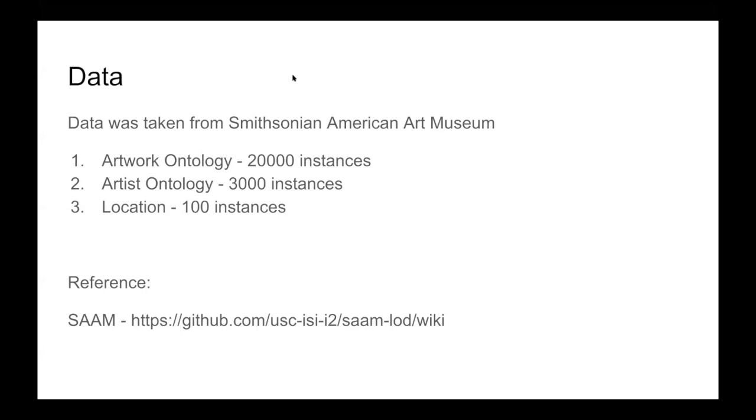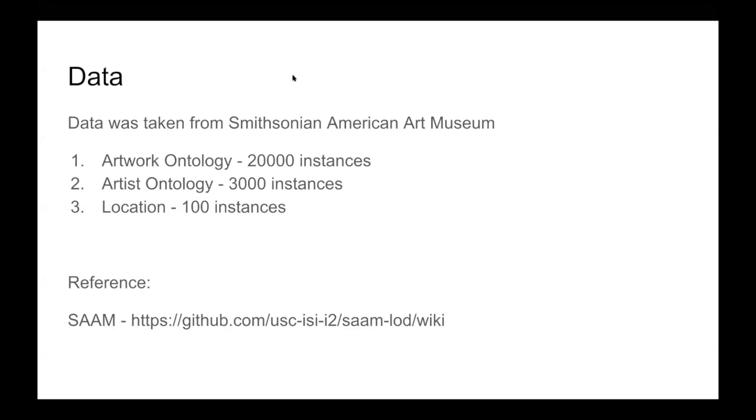So how did we collect the data? The data was basically taken from the Smithsonian American Art Museum library. The library has a GitHub repository which provides N3 files, which have all the data, and some CSV files. We took this data and used Google OpenRefine to refine the data.